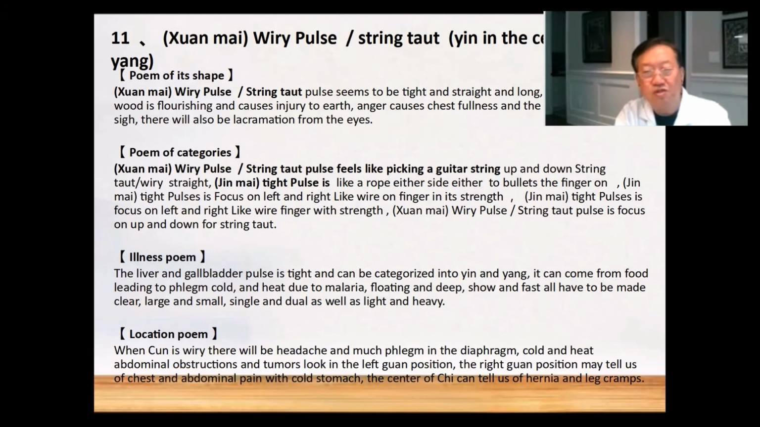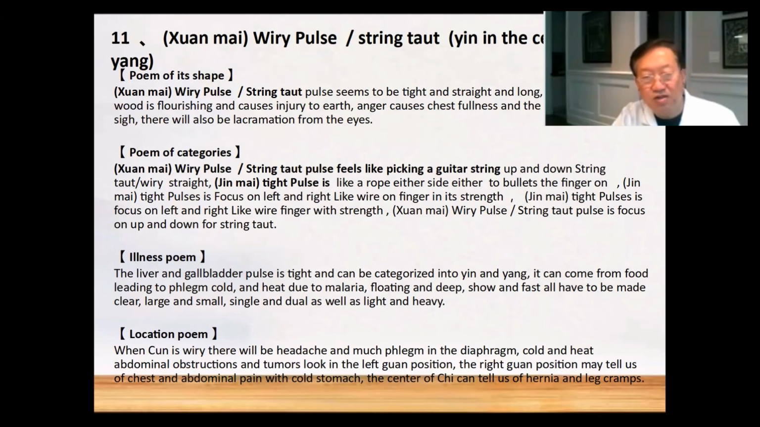String taut, wiry, straight. Jinmai, tight pulse, is like a rope either side to attach the fingers on. Jinmai, tight pulse, is focused on the left and right, like wire on the finger in its strength. Xuanmai, or wiry pulse, string taut pulse, is a focus on and down for string taut.